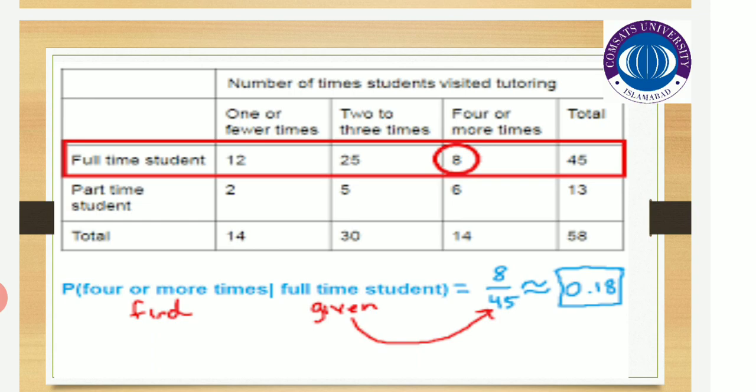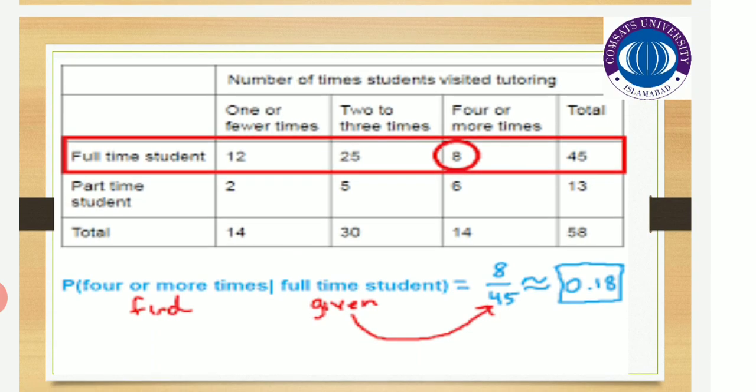Now what do you have to find? Find the probability of going 4 or more times to tuition, given that the selected student is a full-time student. Like we can say, what is the probability that, if we randomly select a student, he or she will go 4 or more times to the tuition, given that he or she is a full-time student.